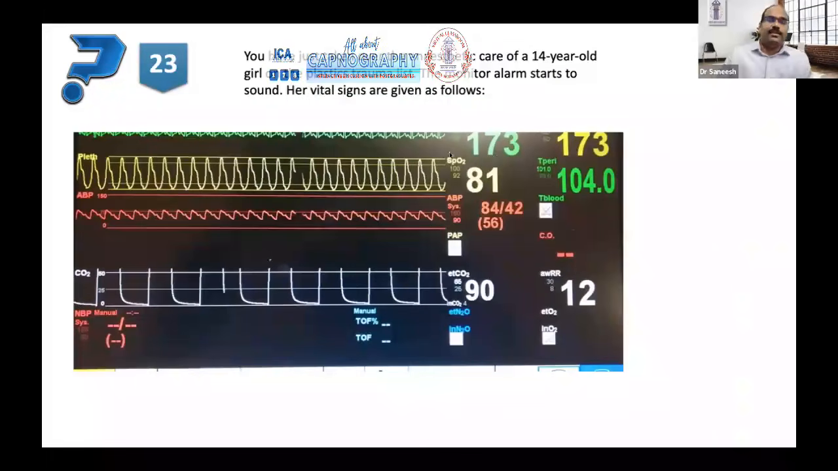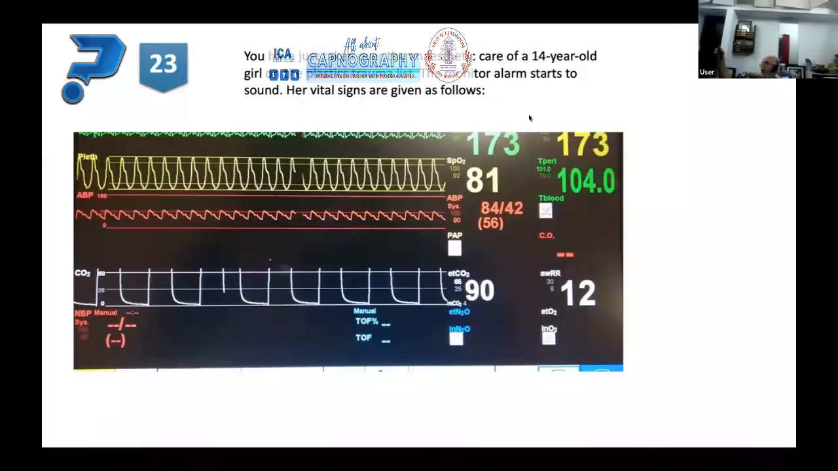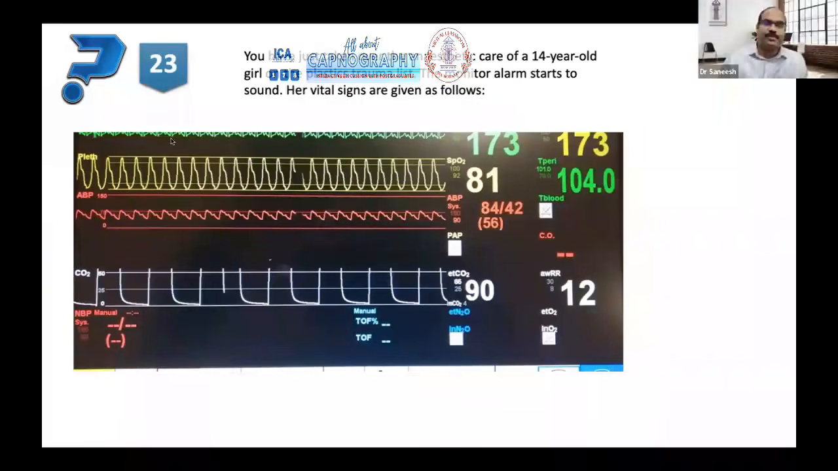Okay. So this is one scenario where you have just taken over anesthetic care of a 14-year-old girl on the plastics trauma list. The monitor alarm starts to function. These are the monitor values. Who wants to take this? Yeah, Dr. Manas.